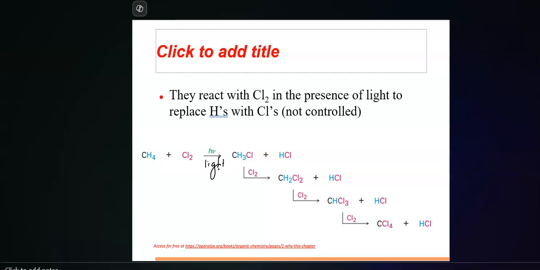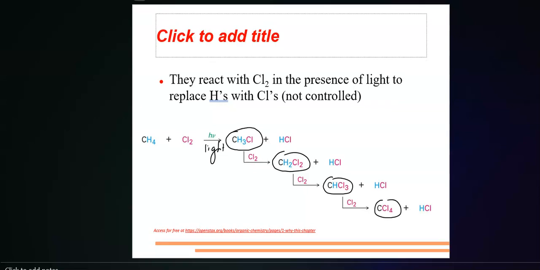Actually this is kind of a chain reaction that once it starts, you get a mixture of all these products. You will get chloromethane, dichloromethane, chloroform, and carbon tetrachloride. So we get a mixture. It's not a very useful reaction. However, this is still a very common reaction for alkanes, that when they react in the presence of halogens, subsequently one hydrogen is replaced with the halogen.